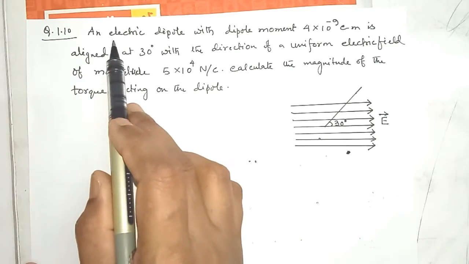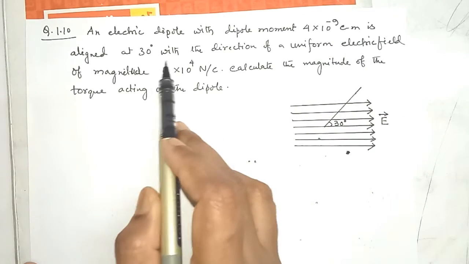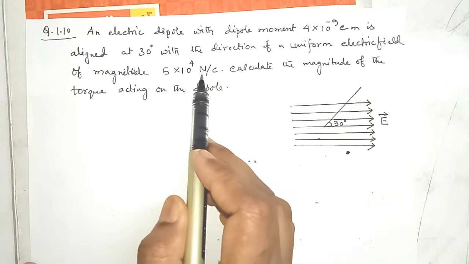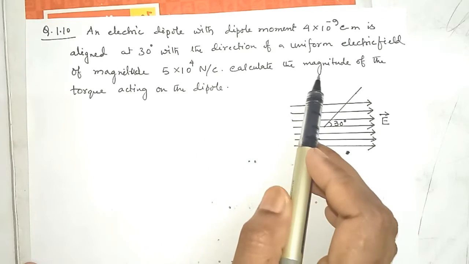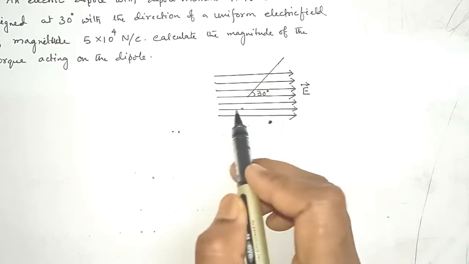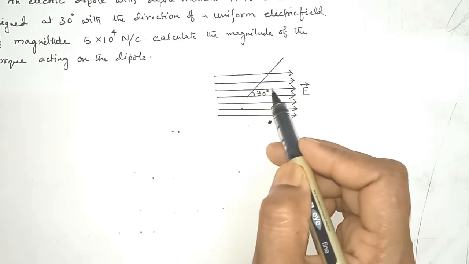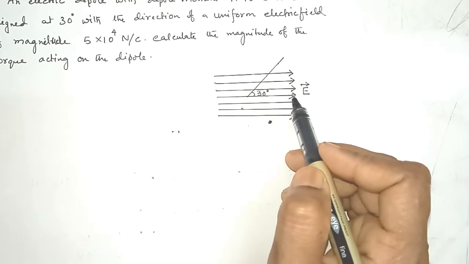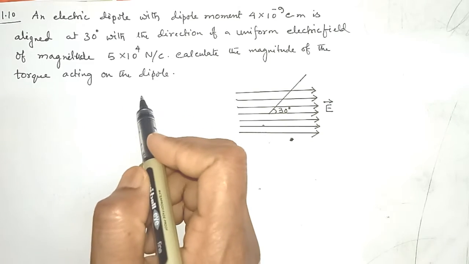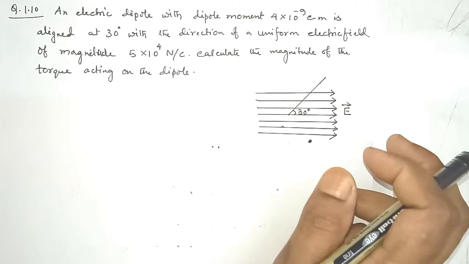So the next question is: an electric dipole with a dipole moment 4 into 10 to the power minus 9 coulomb meter is aligned at 30 degree with the direction of a uniform electric field of magnitude 5 into 10 to the power 4 Newton per coulomb. Calculate the magnitude of the torque acting on the dipole. So here we consider the electric field, and the dipole is aligned at 30 degree with the direction of the uniform electric field of magnitude 5 into 10 to the power 4 Newton per coulomb. We have to find the magnitude of the torque acting on this dipole.